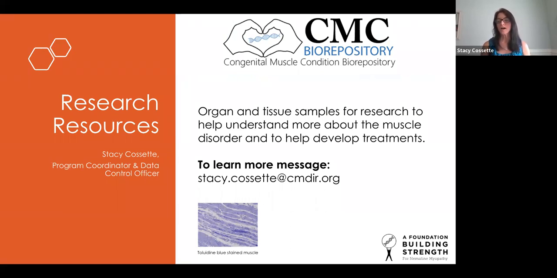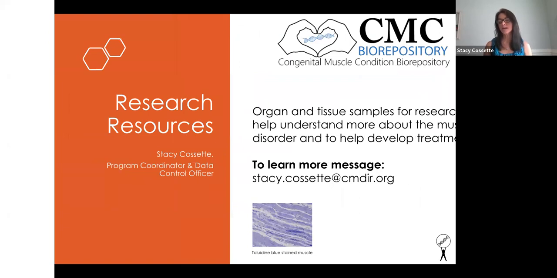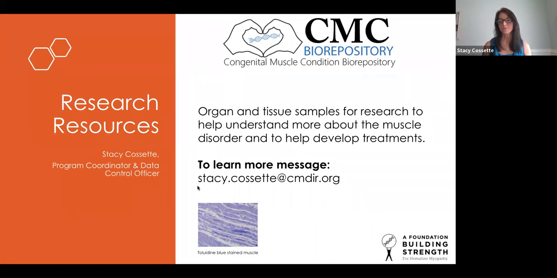The CMC Biorepository is an affiliated program, and it's a place to store organ and tissue samples that were collected during pathological exams after death that can be used for research to help understand more about the muscle disorder and to help develop treatments. Basically, our biorepository programs provide a service to affected individuals and families who are interested in supporting medical research and treatment options through tissue donation. The tissue is then made available to scientists who study that specific muscle disease. If you would like to learn more about this program, please send me an email, stacy.cassette@cmdir.org.